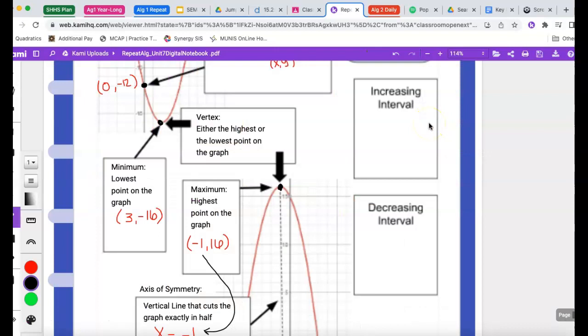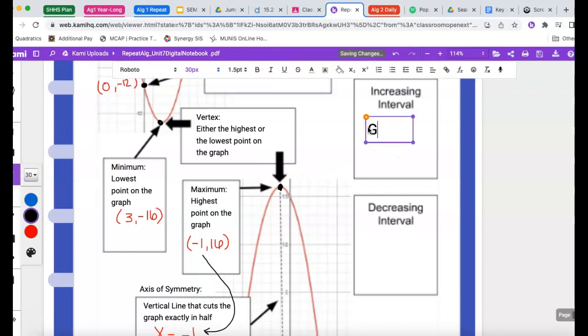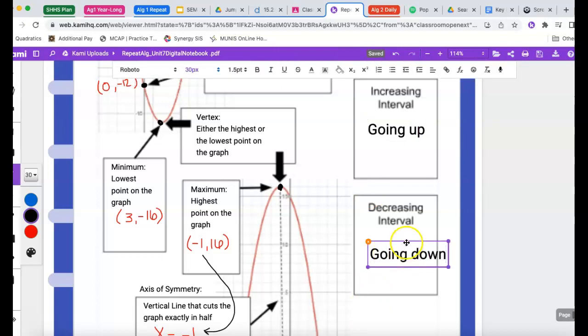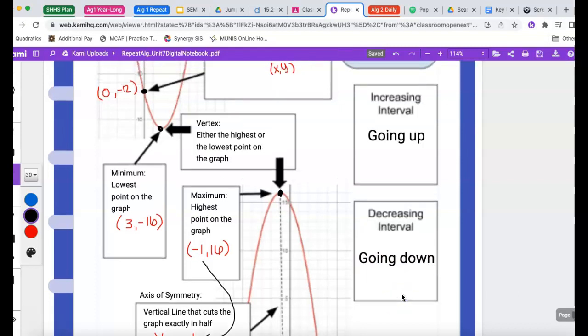So on page 63, increasing is where the graph is going up. So we just talked about all of the parts where our graph was going up, and decreasing is when the graph is going down. Okay, so those are the only 2 additional definitions that I wanted to add to our page 63 notes from yesterday.